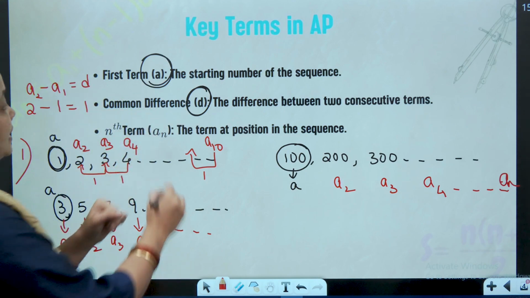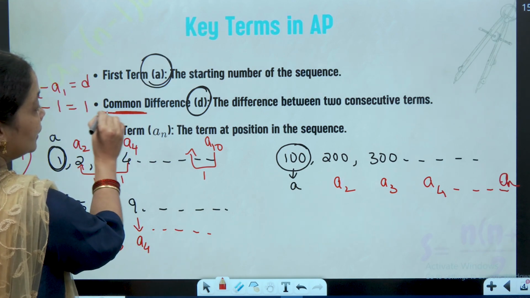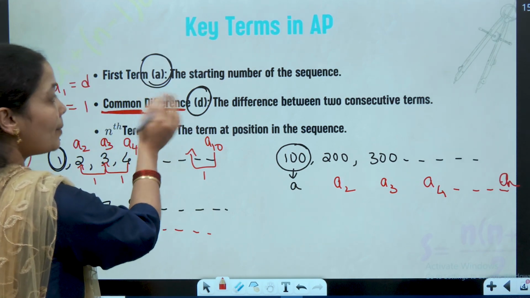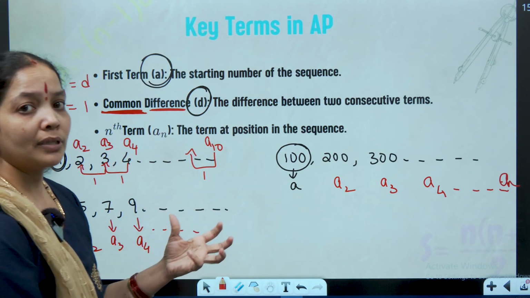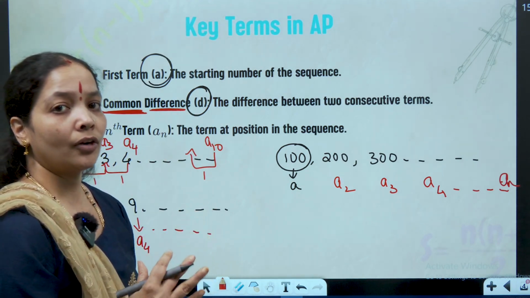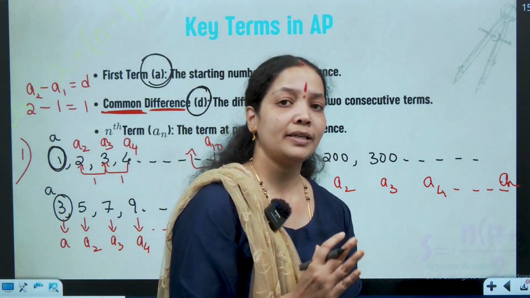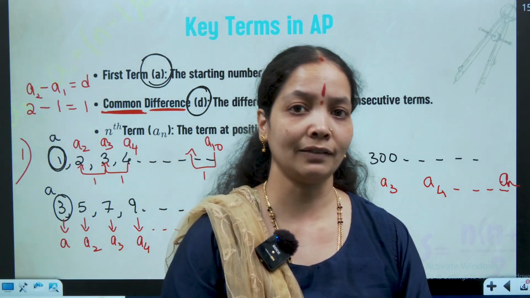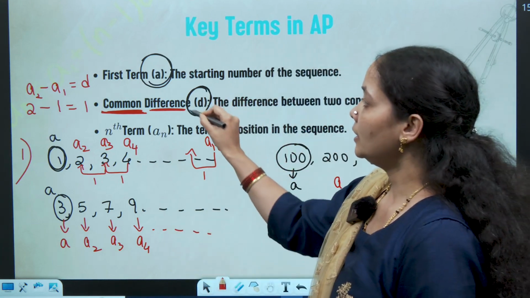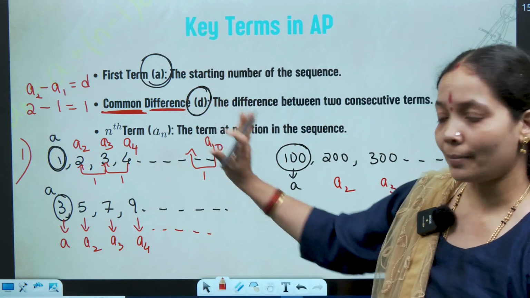The term itself says it is common and subtracted term, common difference. Therefore, when you subtract two consecutive numbers in the series taken in an order, if that common difference is same, then we represent it with the help of an alphabet called D. D is the terminology representation of common difference.